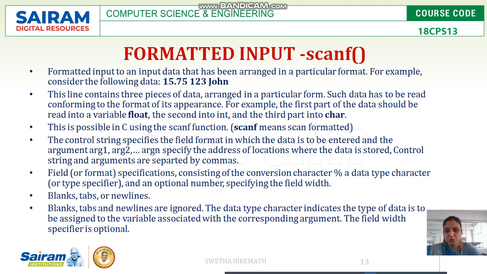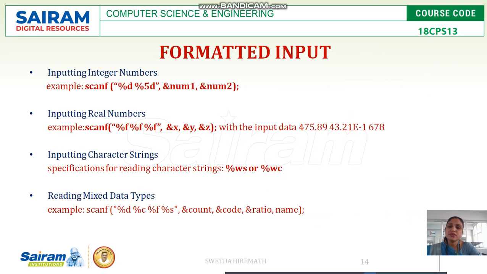Blanks, tabs or new lines are ignored. The data type character indicates the type of data to be assigned to the variable associated with the corresponding argument. The field width specifier is optional. So here we have different types of inputs which we are giving for the numbers.